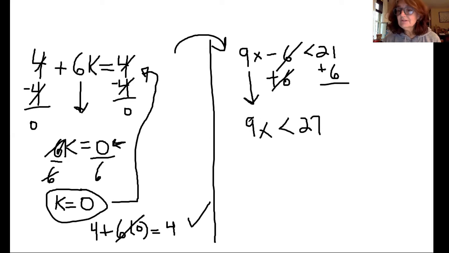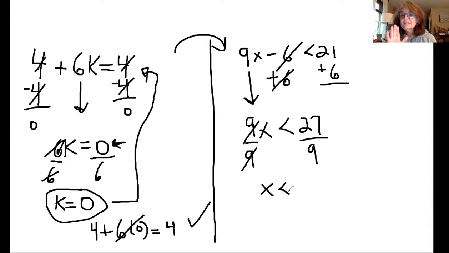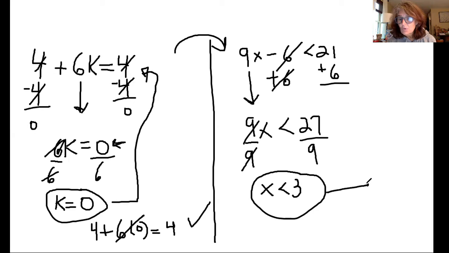Now I need to get rid of the 9 to find out what x is. So in order to do that, I'm going to divide by 9. If I divide on one side, I'm going to divide on the other. 9 divided by 9 I know is 1. So x has to be less than 27 divided by 9. And again, this is a multiplication math fact that I want you to know cold. So this is going to be 3. So x has got to be less than 3 in order for this inequality to be true.